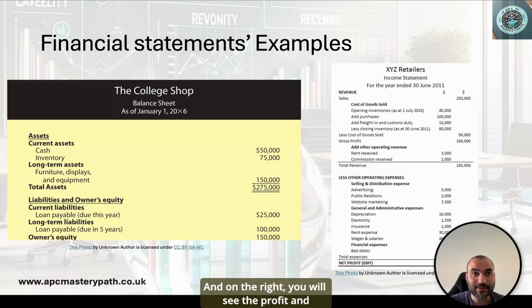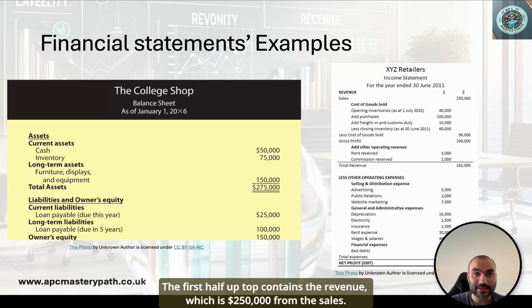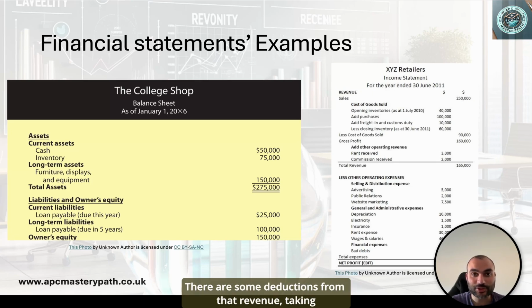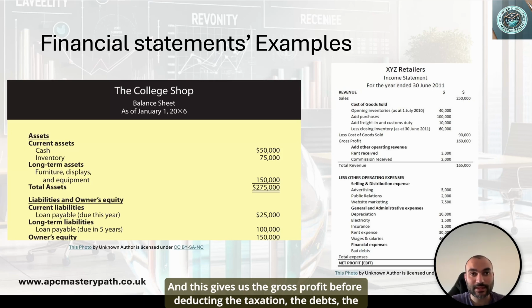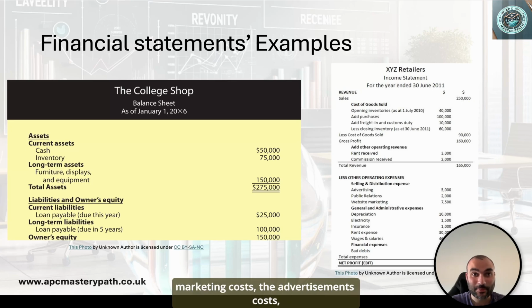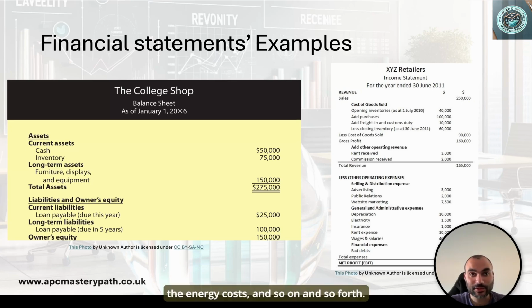And on the right, you'll see the profit and loss account, which captures a whole duration. In this exact example, it's the year ending on the 30th of June 2011. The first half up top contains the revenue, which is $250,000 from the sales. There are some deductions from that revenue, taking into account the costs of goods sold, which is 90 grand. And this gives us the gross profit before deducting the taxation, the debts, the marketing costs, the advertisements costs, the energy costs, and so on and so forth.